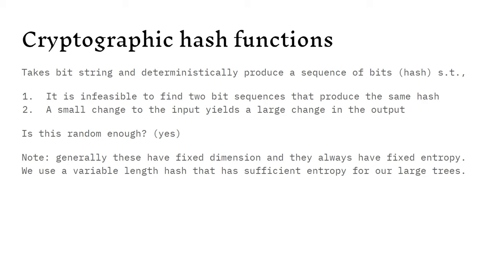Before we go on, note that these types of functions generally have fixed dimension and they always have fixed entropy. So you're only going to be able to get so much randomness out of any particular function. It turns out in practice for everything we looked at, which are obviously quite large tensor product representations, you are still able to get sufficient entropy, but if you wanted to do something with many tens of thousands of bindings, you might run into some issues. However, variable length hash functions exist with a fixed entropy, but they're able to produce any amount of bits. It just will get less random if you go beyond the entropy it has. So we just used one of those, and now we're able to get a gradual degradation if we were to go beyond that entropy.